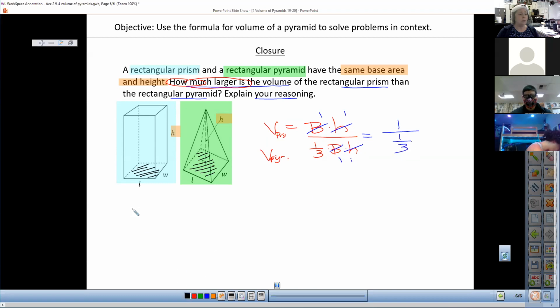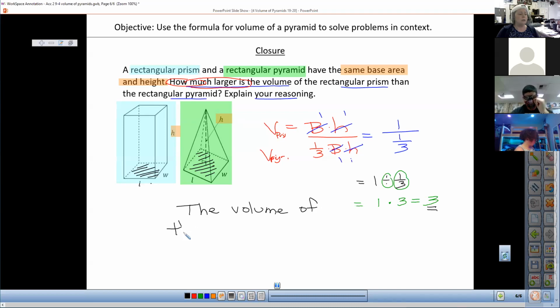Here's a little bit of basic math review. Remember that this would mean 1 divided by 1/3. So what was that procedure again for how we divide by fractions? If you recall, you change division to multiplication and you do the reciprocal of what you're dividing by. So this becomes 1 times 3, which is 3. And so what this tells us is that the volume of this prism is 3 times larger than the volume of the pyramid.